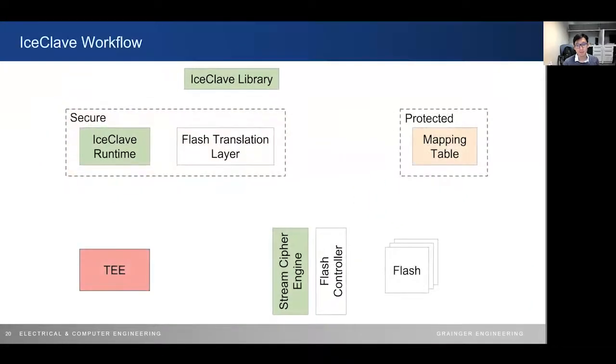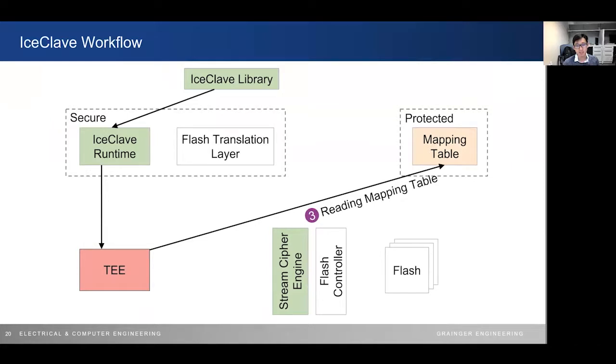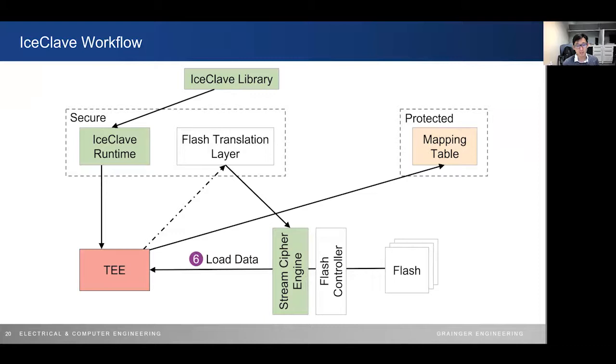Altogether, IceClave enables the following workflow for an in-storage application. First, the host offloads the application, and then the IceClave runtime creates a TEE for that application. The application can access the mapping table and the flash memory efficiently without context switching to the secure world. Only if the mapping table entry is missing from DRAM, the FTL is invoked to fetch the entry from the flash memory. Then data can be securely loaded from the flash chips to the TEE. Finally, the host can get the result from the application, and the IceClave runtime terminates the TEE.